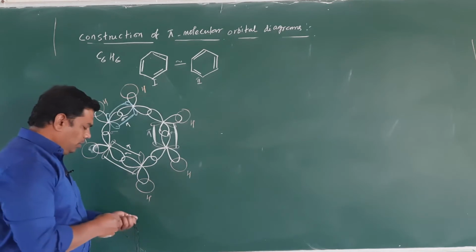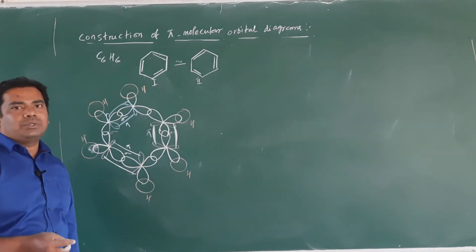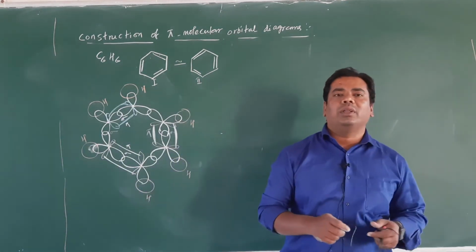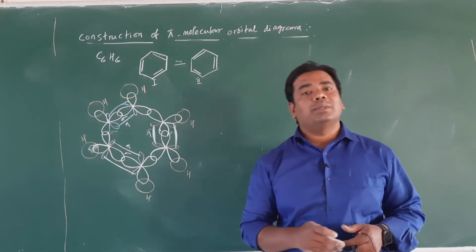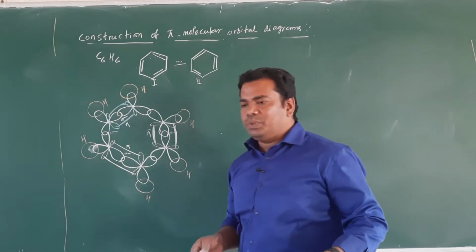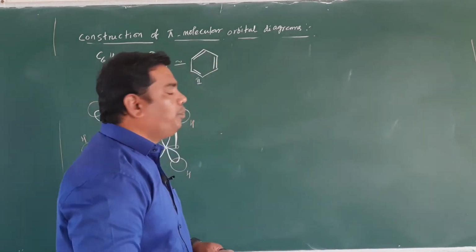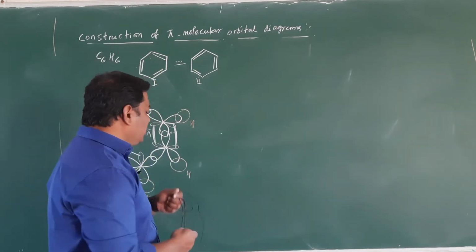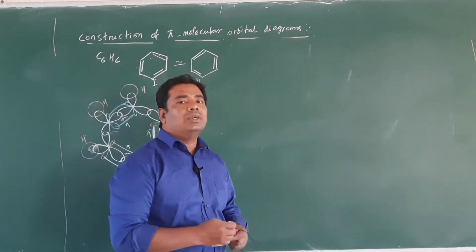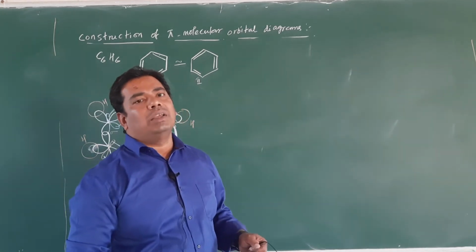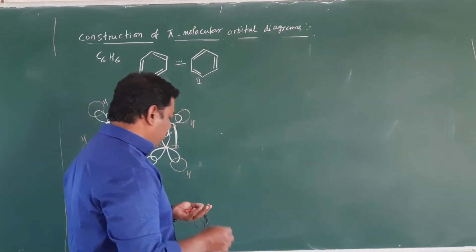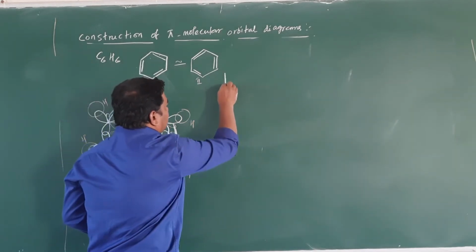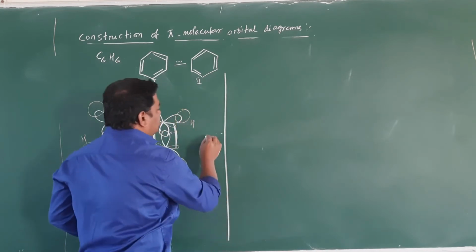Okay, right. So how many carbon atoms are there, students? 6 carbon atoms are there, which means we have 6 pz orbitals. These 6 pz orbitals are in plane. These 6 pz orbitals will give 6 pi molecular orbitals. Okay, students, right. Here this is the potential energy axis.